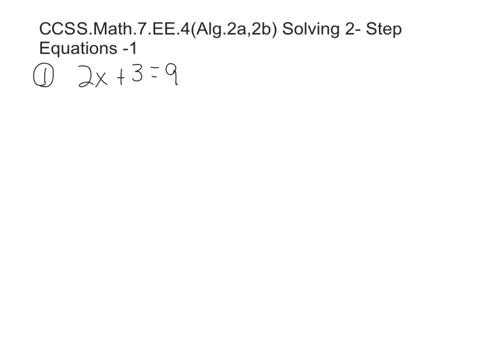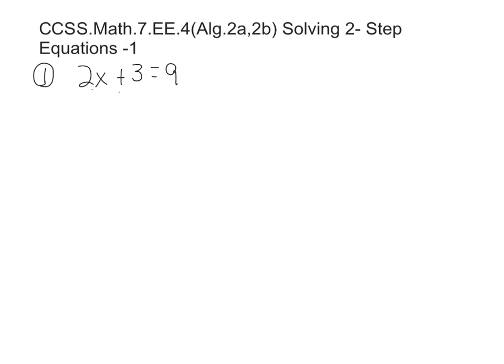And we're solving two-step equations, we need to go through this. Now, when you solve a two-step equation, that means you have at least two operations. And in this case, I can see 2 times x and plus 3. So it's multiplication and addition.